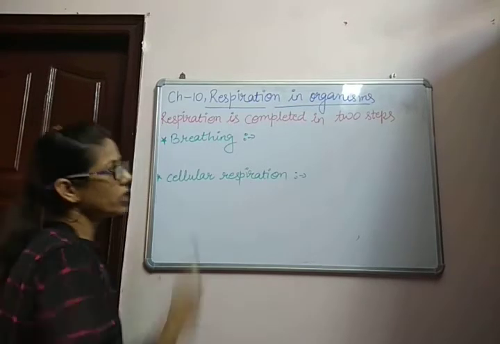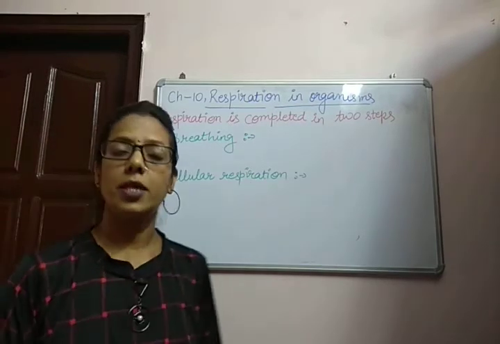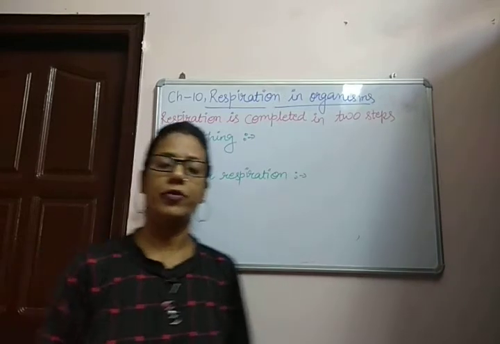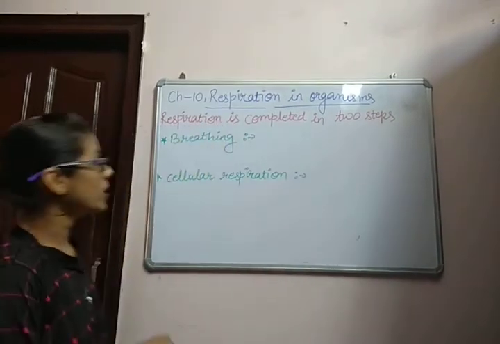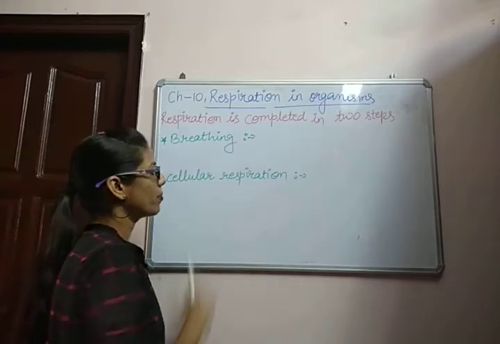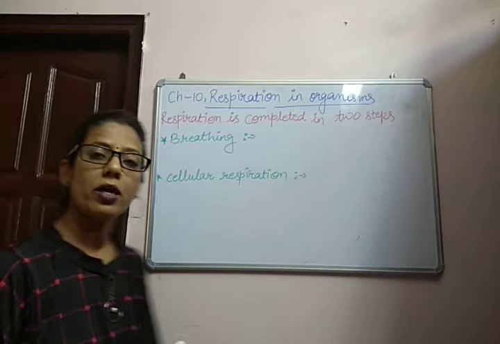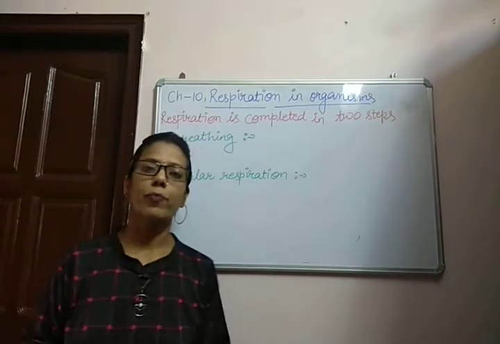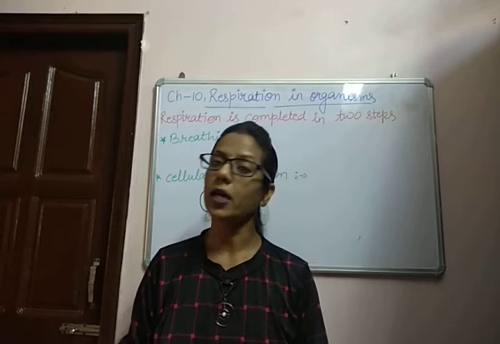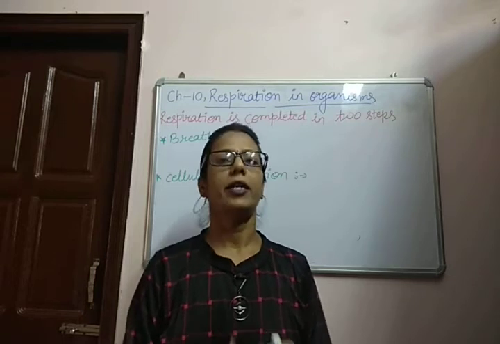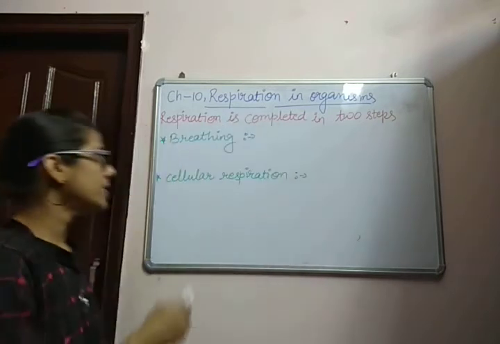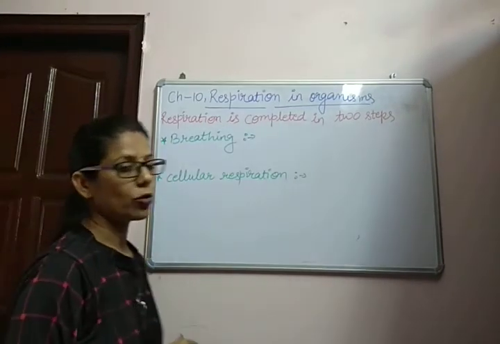So respiration is completed in two steps, because we have also discussed in the last video the human respiratory system. These two steps are: first is breathing and second is cellular respiration. As we know, breathing means intake of oxygen and release of carbon dioxide. Generally we say intake of oxygen and release of carbon dioxide. And the second step in respiration is cellular respiration.